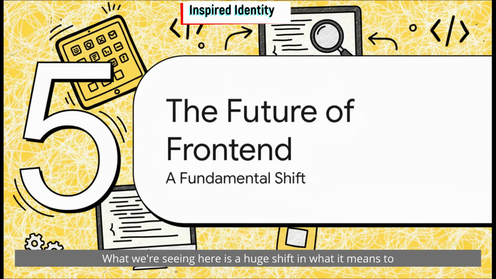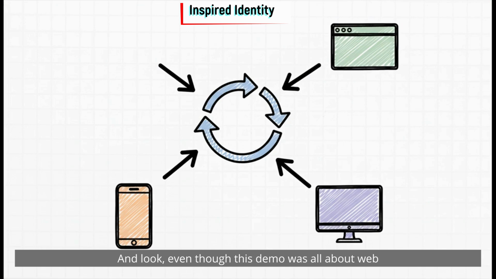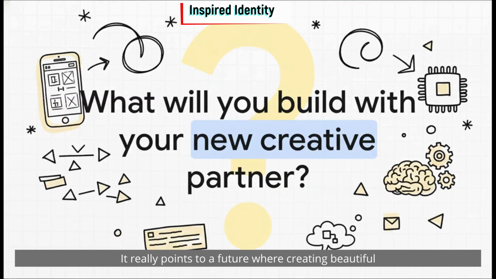What we're seeing here is a huge shift in what it means to build for the web. It's becoming less about the nitty-gritty of writing every single line of code and more about describing the outcome you want, about being the director, not just the builder. And look, even though this demo was all about web development, don't think it stops there. This whole visual feedback loop idea, it's basically a proof of concept. The same exact principles are already being explored for building native mobile and even desktop apps too. It really points to a future where creating beautiful software is more like having a conversation. You express your creative vision, and your AI partner helps you bring it to life.